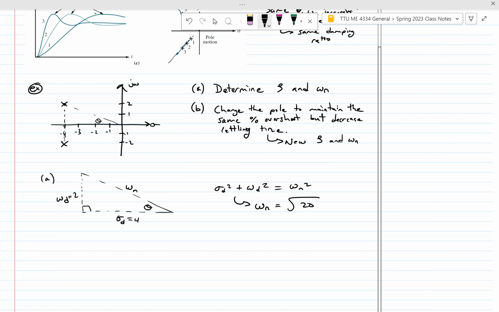Square root of 20, right? 4 squared plus 2 squared, that's 20. Square root of that. So we end up with the square root of 20. We got one parameter already. Okay. Now, how do we get zeta?